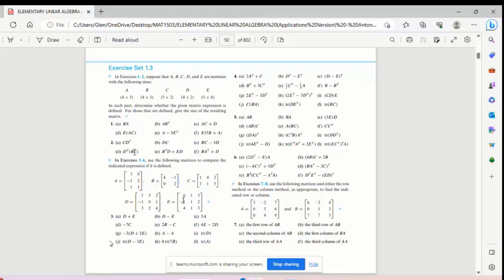Trace of a matrix: for one to be able to find the trace of a matrix, that matrix should be a square matrix. And then the trace of a matrix is the sum of the entries on the main diagonal. In this case, the trace of matrix D is just 1 plus 0 plus 4, which is 5. Thank you, Lerato.